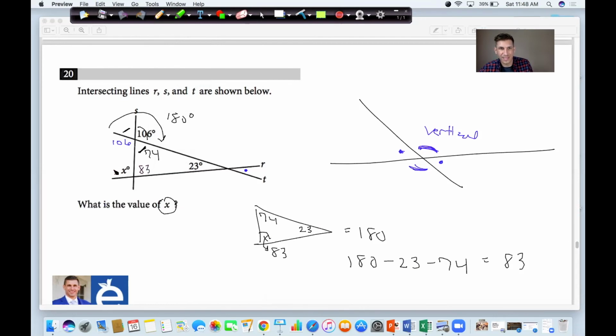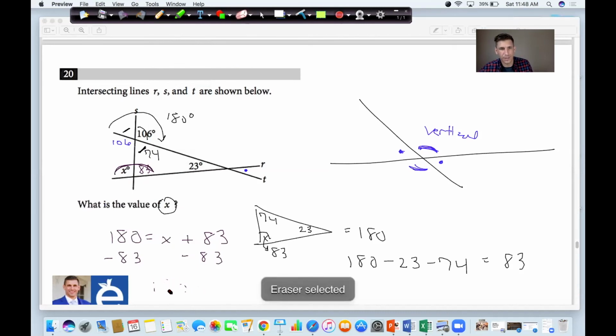Now that tells me that this here is also equal to 180, because these are technically going to be supplementary. They're on the same line. They're linear, for instance. So that tells me that 180 equals x plus 83. I'm going to subtract 83 from both sides, and then I get x equals 180 minus 83. Sorry, a lot of this I would be doing in my head. So 180 minus 83, and I get 97, which should be my answer. 97 should be my answer.